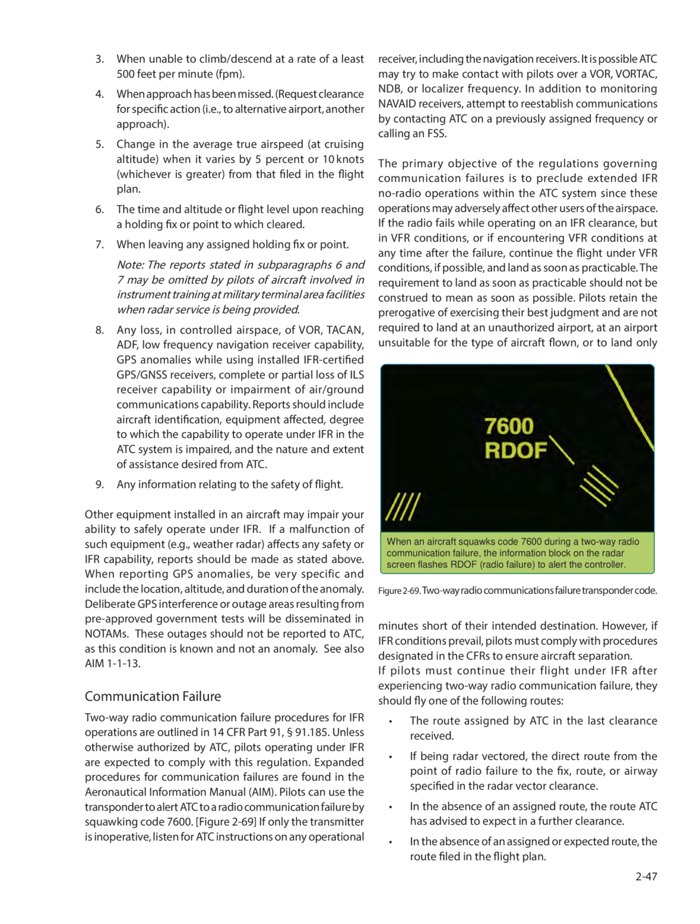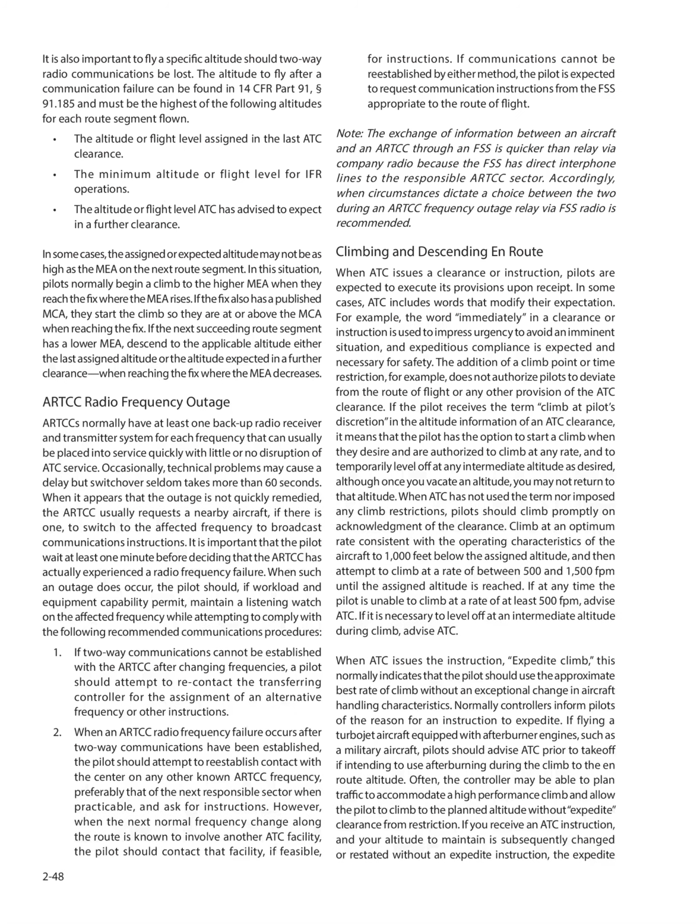If being radar vectored, the direct route from the point of radio failure to the fix, route, or airway specified in the radar vector clearance. In the absence of an assigned route, the route ATC has advised to expect in a further clearance. In the absence of an assigned or expected route, the route filed in the flight plan. It is also important to fly a specific altitude should two-way radio communications be lost.